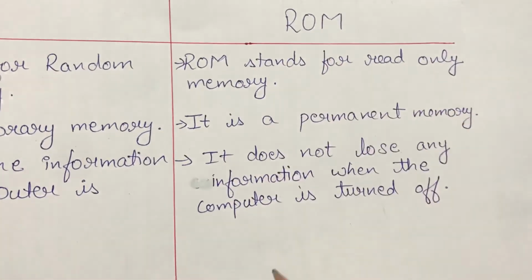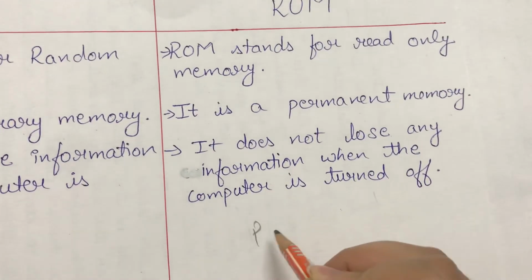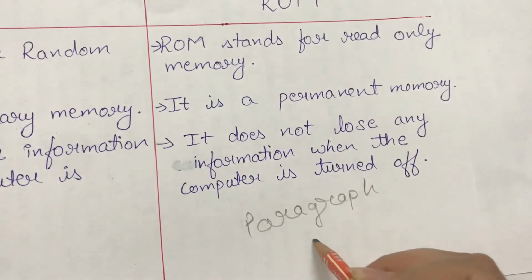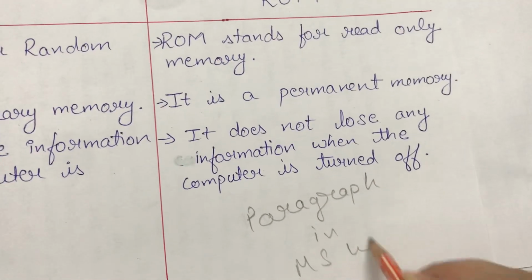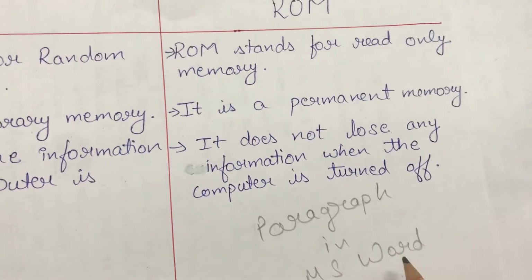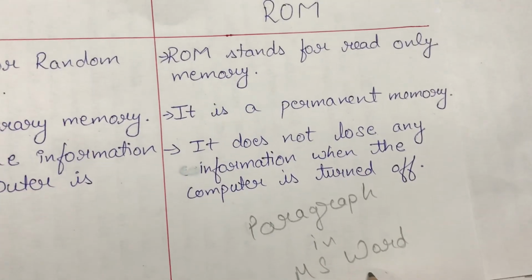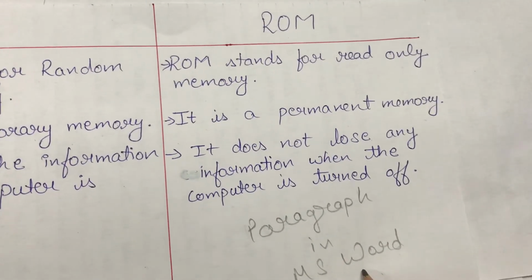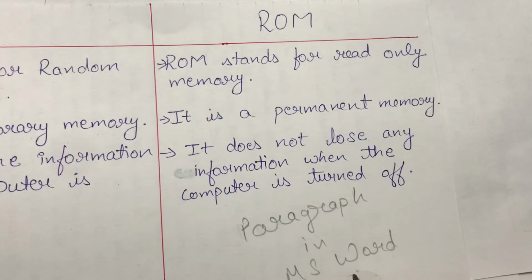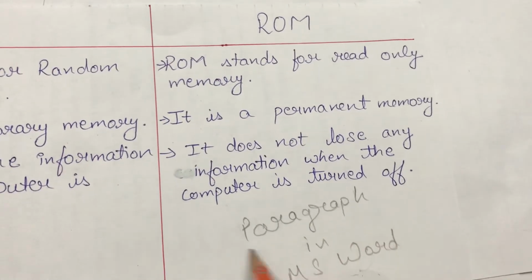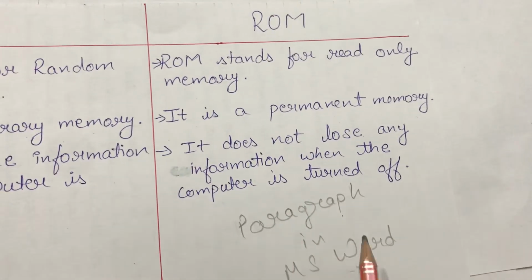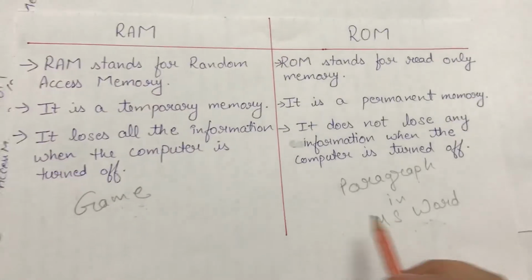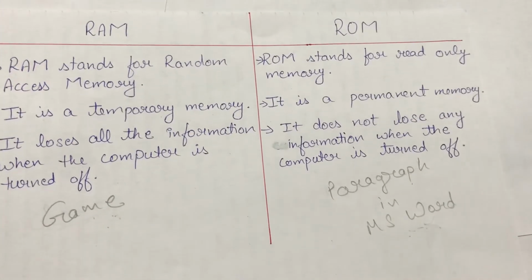Now let's take an example of ROM. Let's suppose I have written a paragraph in Microsoft Word, and after writing it I have saved it. We save our information, no? So I have saved my work. If the computer or laptop shuts down, my paragraph, my content will not be lost because we saved it. Understood, students? This is the example of RAM and ROM.